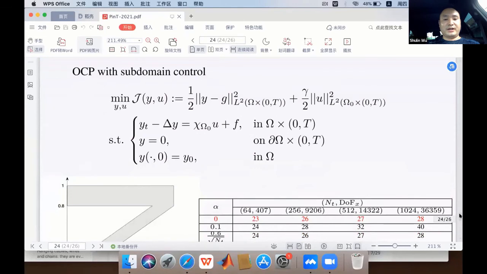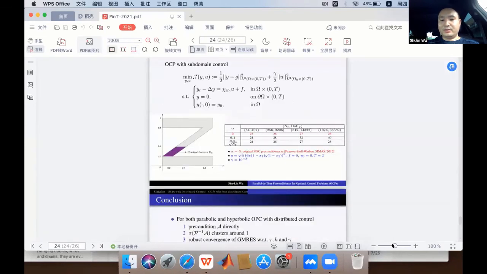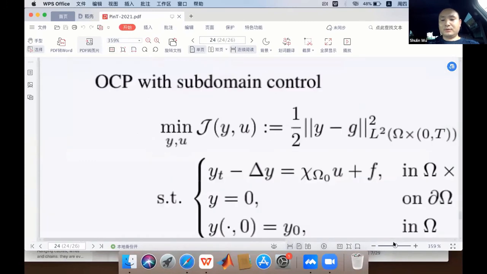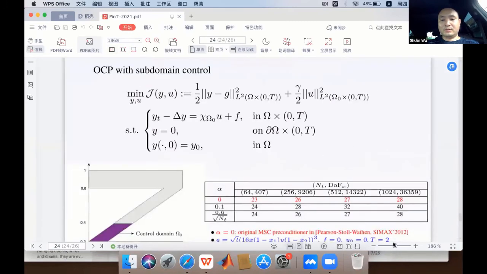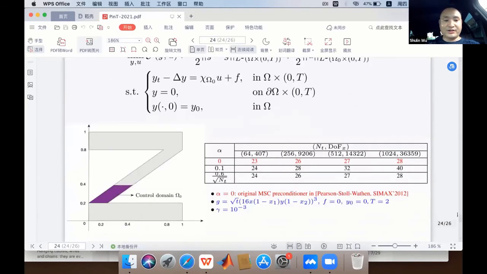So here is an example. We consider this subdomain control. The control domain is just this part. It's just a small domain. This is the control domain, and we use the finite element method for space discretization. If we increase the number of time steps and the degrees of freedom of the space mesh, then see. And we choose different values for the parameter alpha.